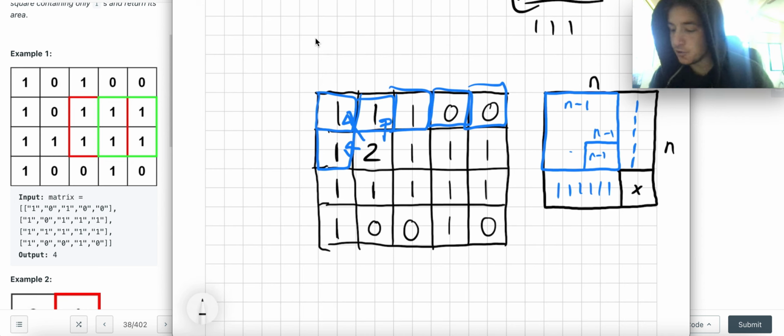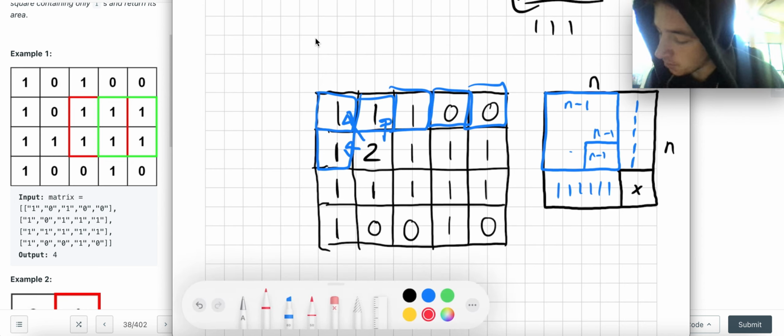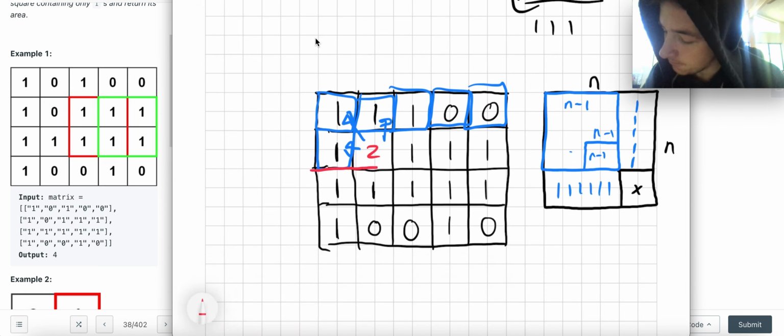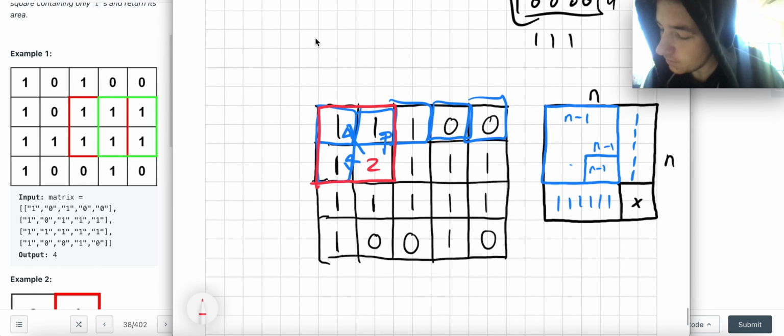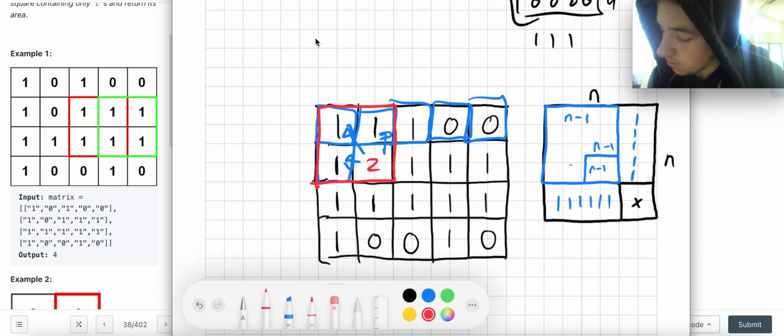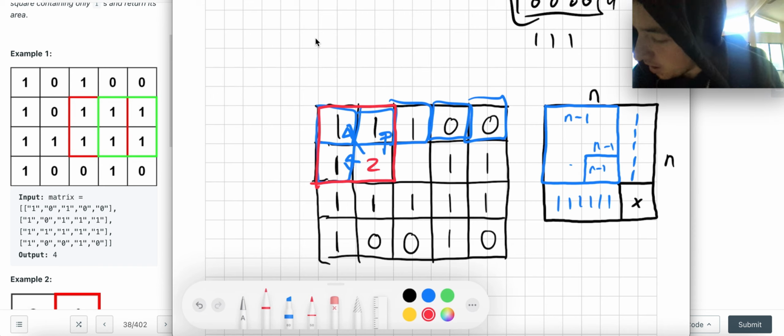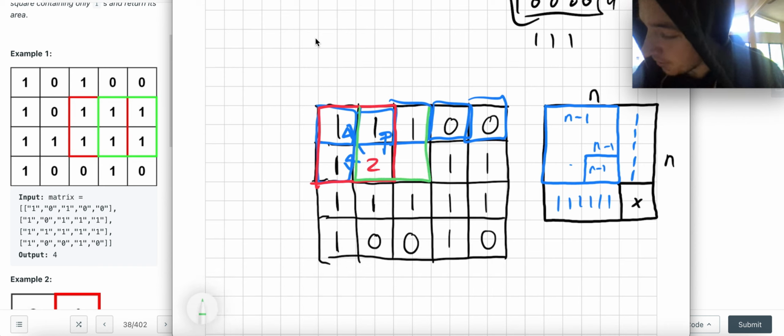There's a 2 by 2 square, and maybe we'll draw it in red. And then likewise in this square, we can say, well, there's all 1s to my left, all 1s above. So I also have a 2 by 2 square here.